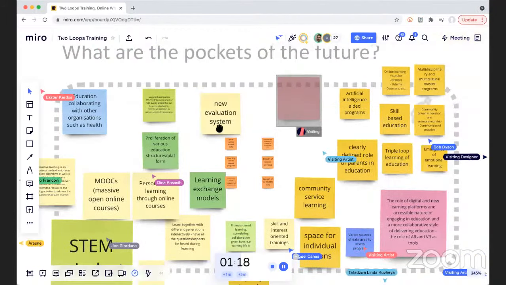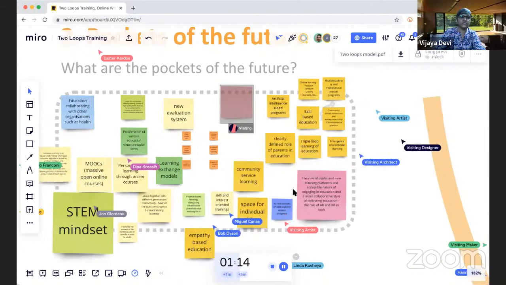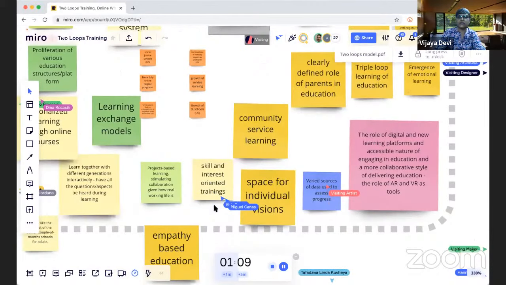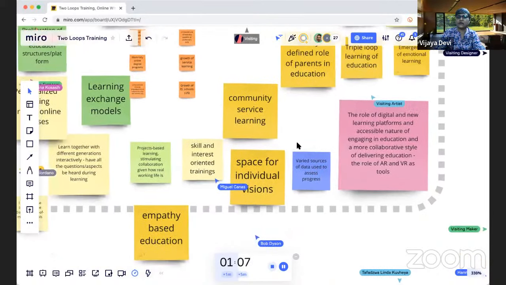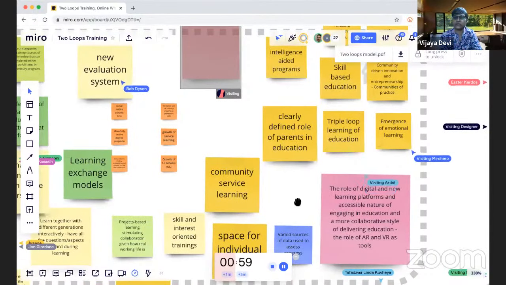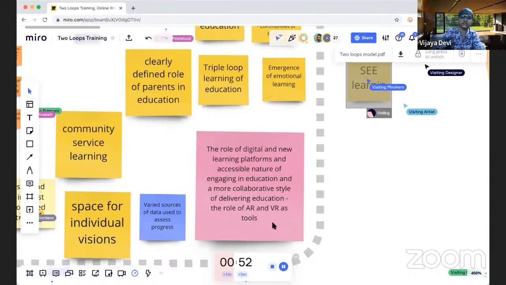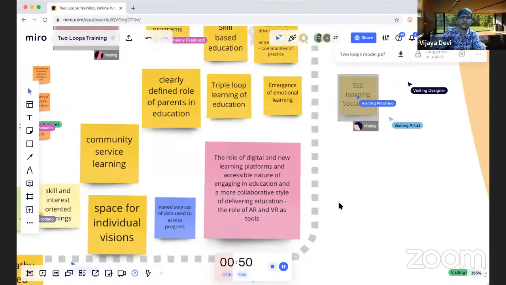Yeah. Okay, thank you, Rama. Empathy-based education, skill and interest-oriented trainings. Yes. And then the role of digital and new learning platforms and the accessible nature of engaging in education, and a more collaborative style of delivering education. The role of AR and VR as tools. Yes, I think technology has a very large role to play here in this new paradigm.